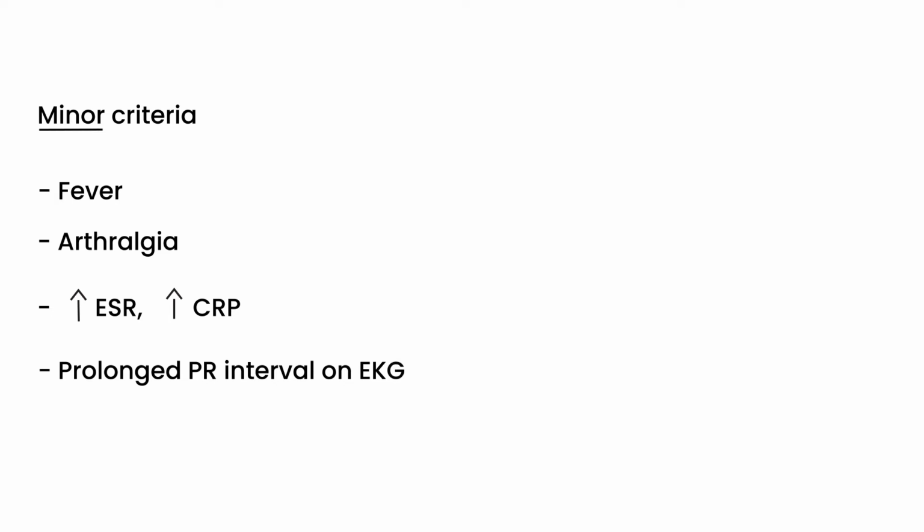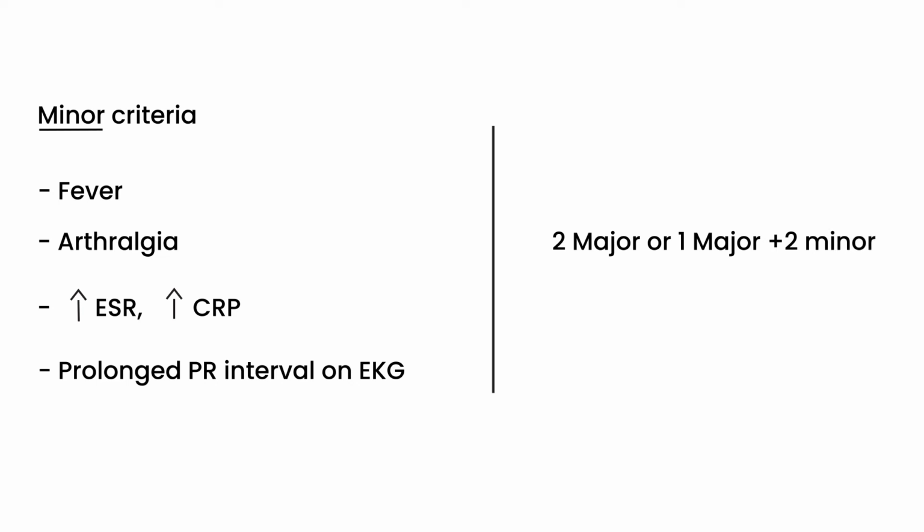So why break this up into minor and major? What's the deal here? Well, to diagnose rheumatic fever, you need to have 2 major. If you have 2 major, then you've got a diagnosis. Or 1 major plus 2 minor criteria. And of course, you have to have that Group A strep infection as the etiology.